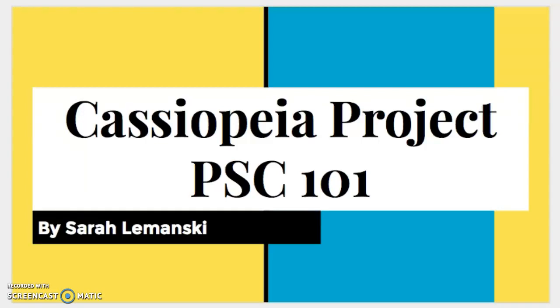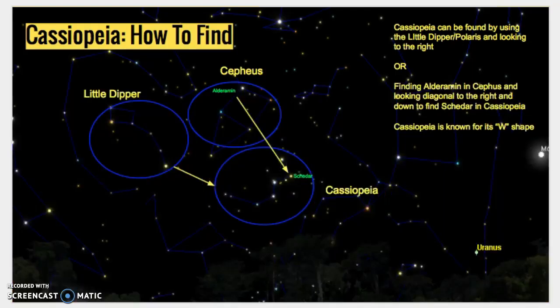I've chosen to do my Constellation project on Cassiopeia. So on this slide, I can explain to you how to find Cassiopeia. Cassiopeia is known for its W shape, which can make it easy to find in the sky, W or M, depending on when you're looking at it.